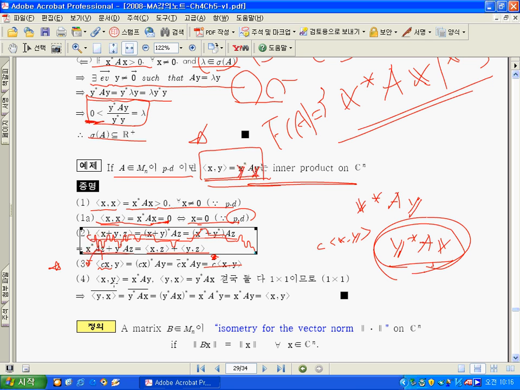And next, Hermitian property. Think about xy and yx. These two are one by one matrices, just a scalar. So the conjugate of a scalar can be written the same as this. So we have the last property, the Hermitian property. So it satisfies all 5 properties, so it's going to be an inner product.